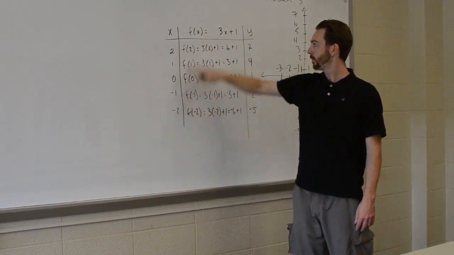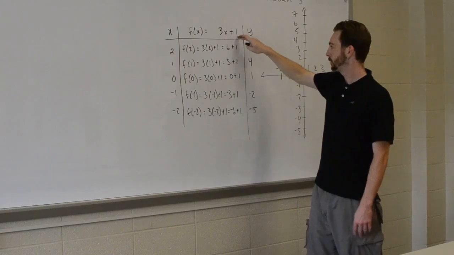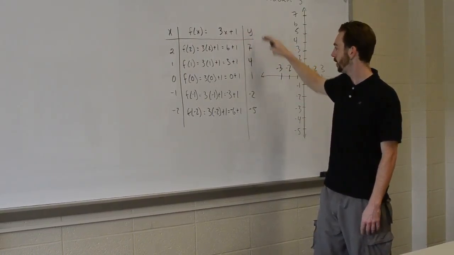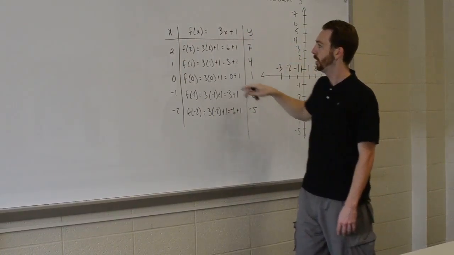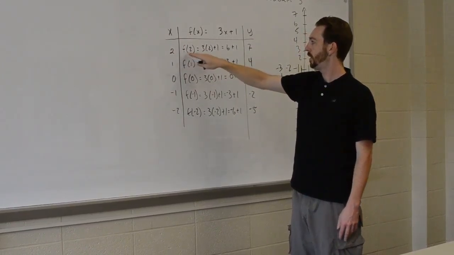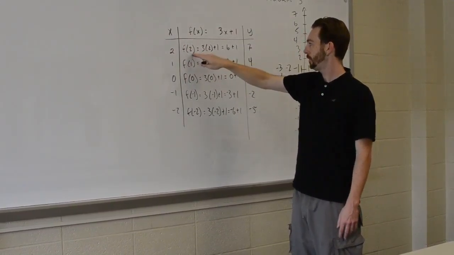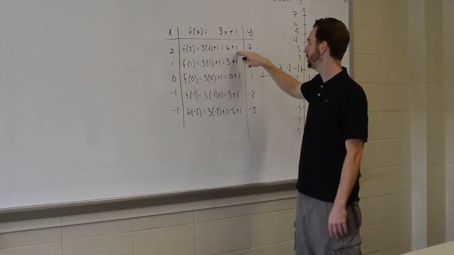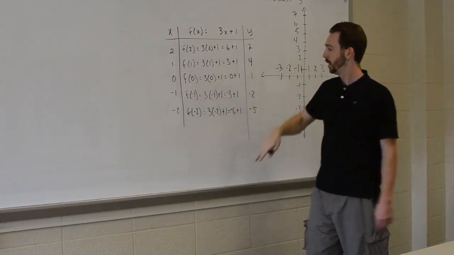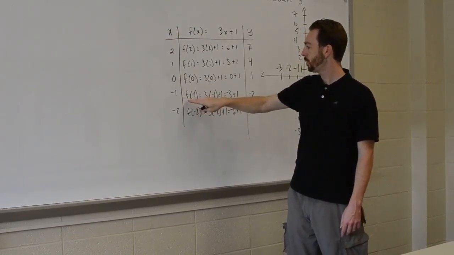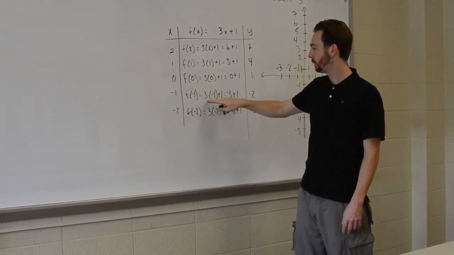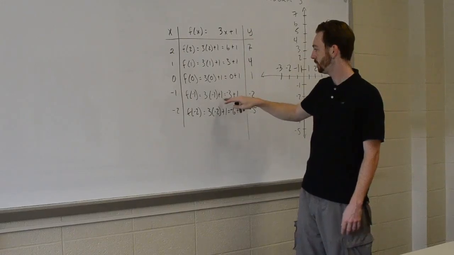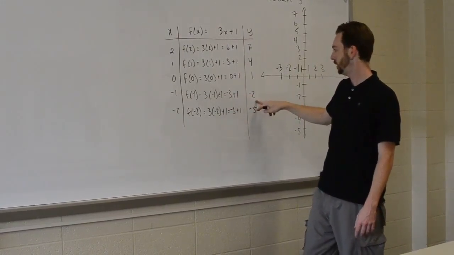We have x in the left-hand column. We have our function, 3x plus 1, where we do the work in the middle, and our results on the right-hand side. So for f of 2, we have 2 substituted in here. f of 2 equals 3 times 2 plus 1. 3 times 2 is 6, plus 1 is 7. I also do minus 1 here as an example. So f of negative 1 will equal 3 times negative 1, which is negative 3, plus 1 is negative 2.